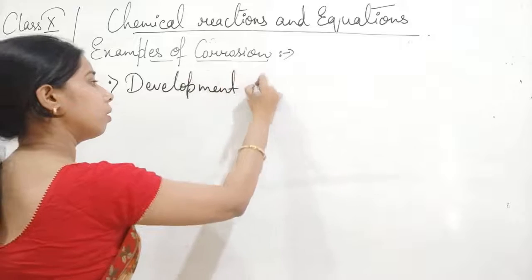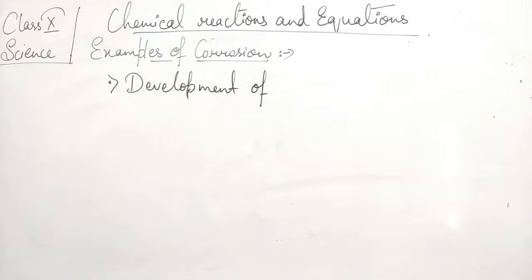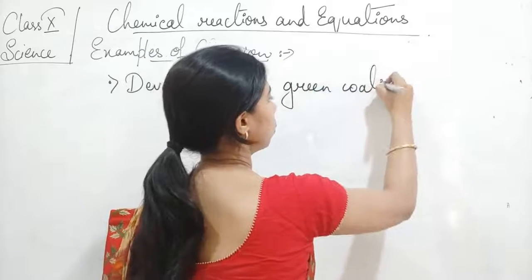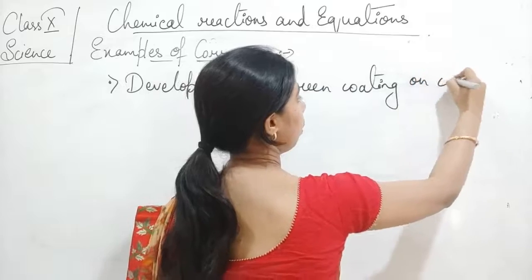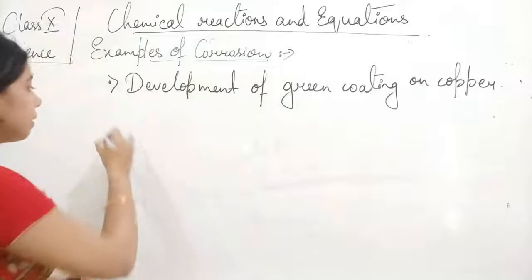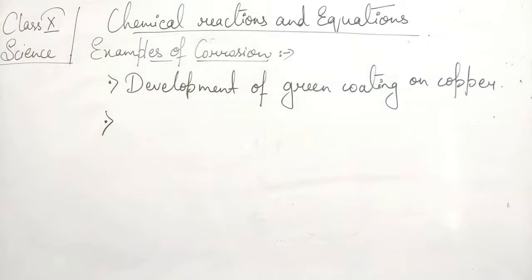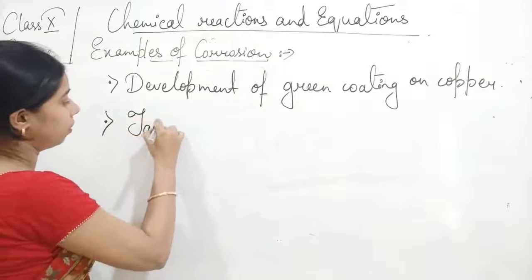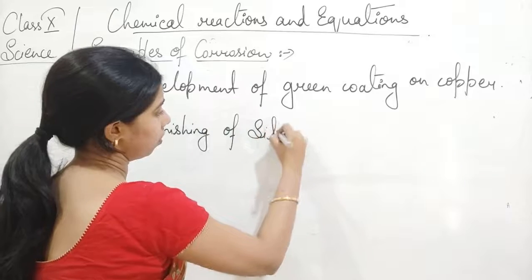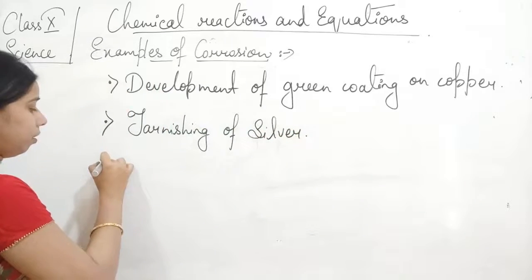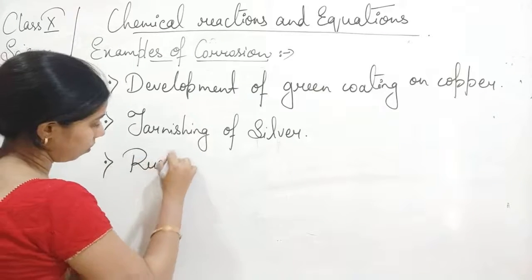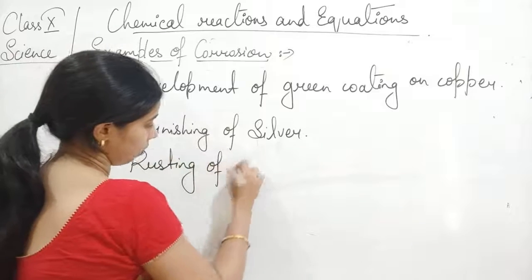development of green coating on copper. Second one, that is tarnishing of silver. Third one is rusting of iron.